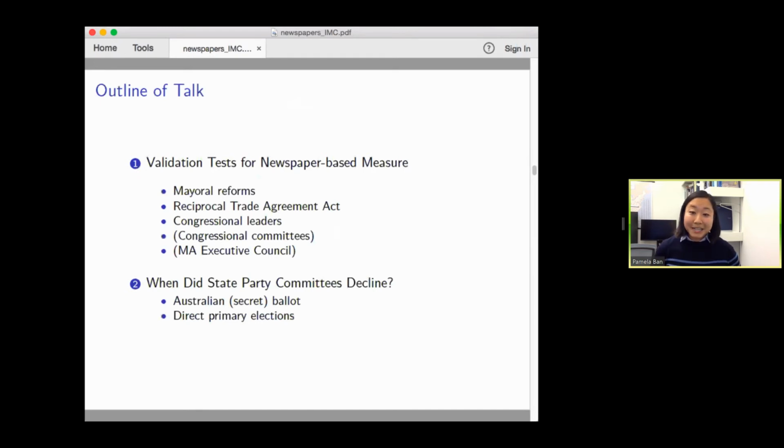So I'll show you how we use this newspaper-based coverage measure to look at when and if state party committees declined, around the turn of the 20th century, or in the mid 20th century. And then pinpoint some progressive era reforms to show you how we can use this newspaper-based measure to look at the relative impact of certain progressive era reforms that people have written about in the literature already.